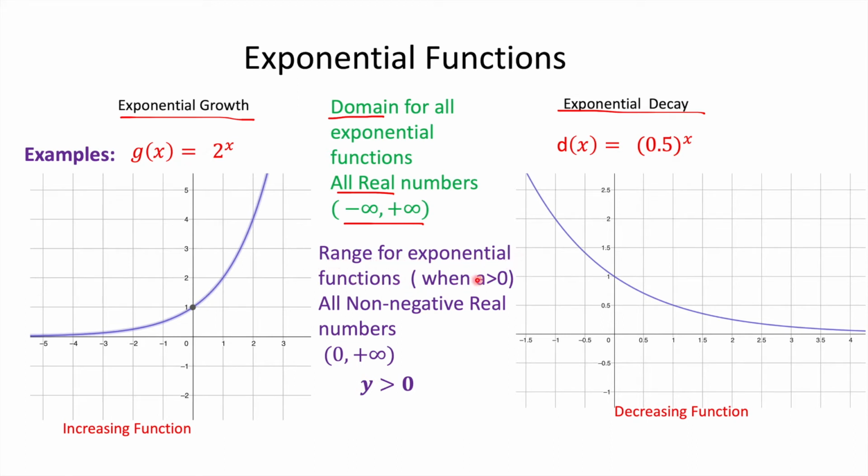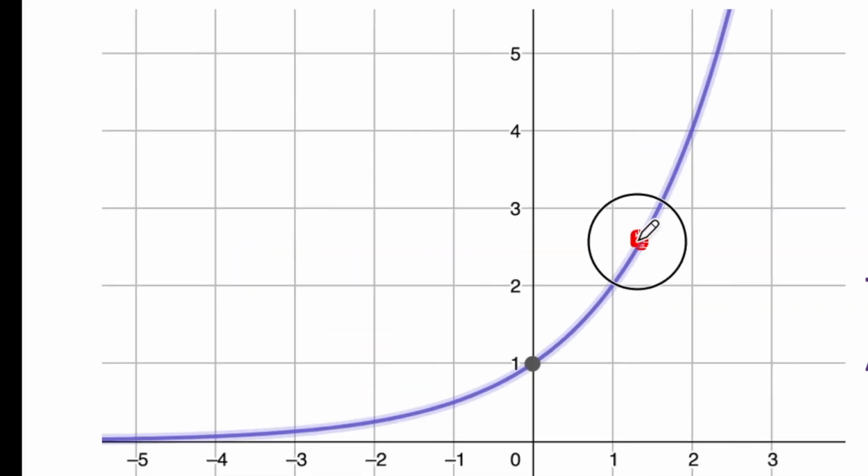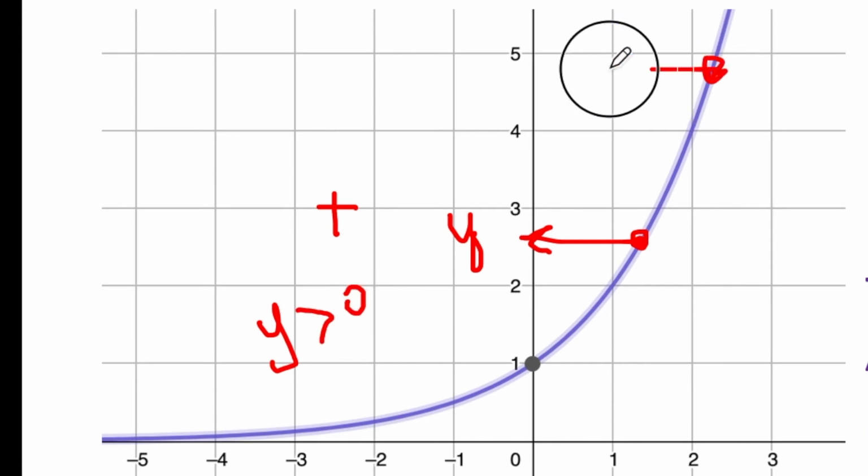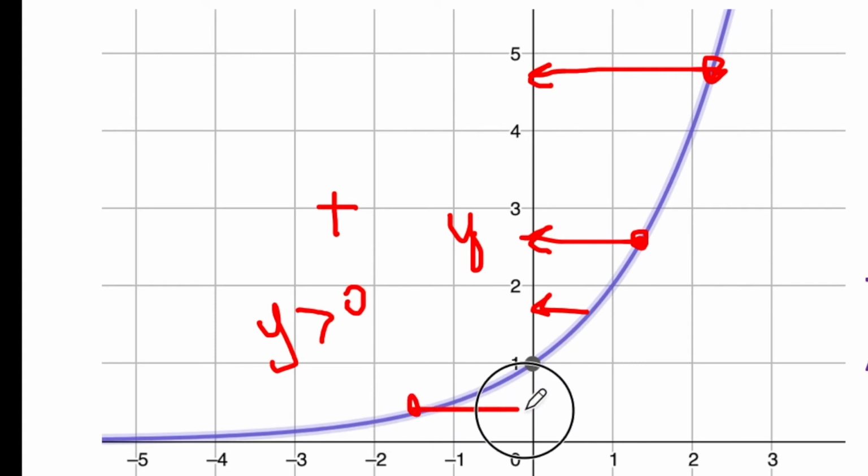Same for decay. All along the x-axis, any x has an image by the function. The range, when a is positive, which are these two cases, a equals 1 or any positive number, is all positive real numbers, which is the interval from 0 to plus infinity, because the y for any point on the graph is positive. Take it anywhere on the graph and look at the y, it's more than 0.